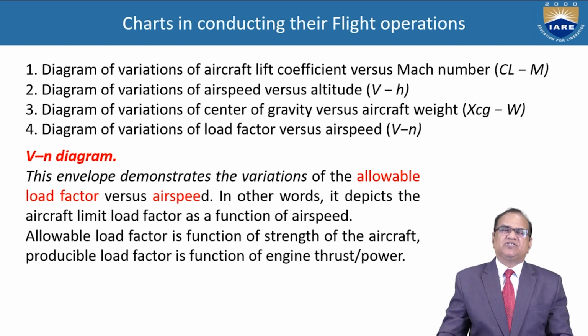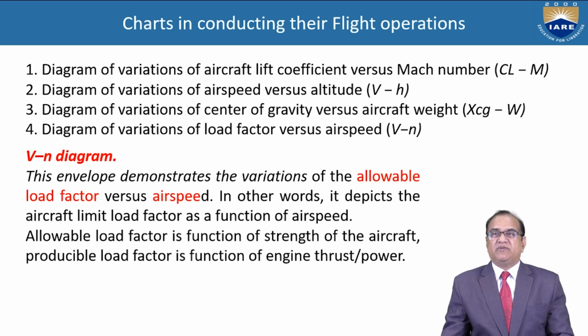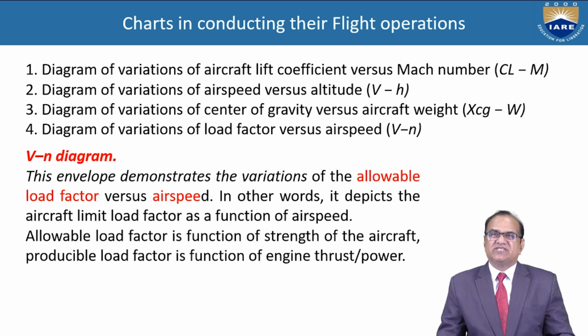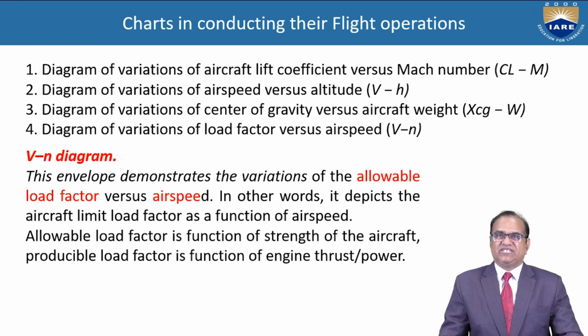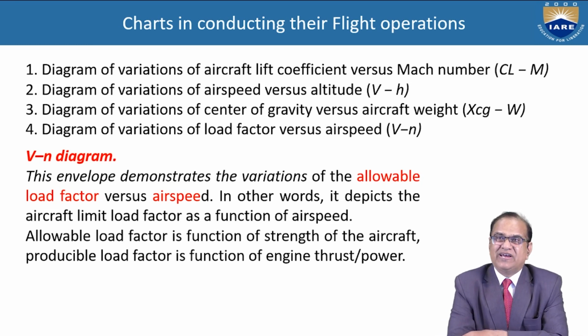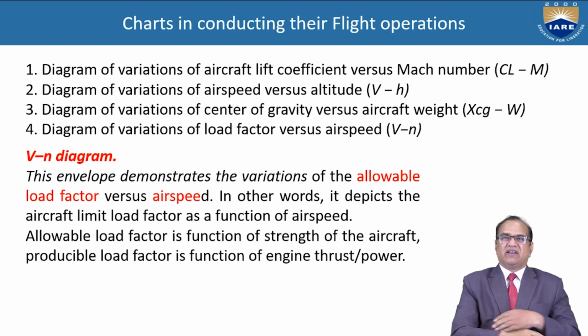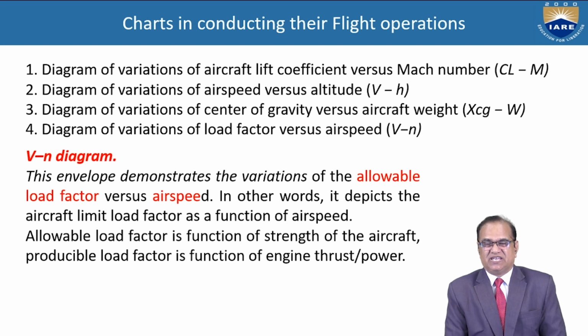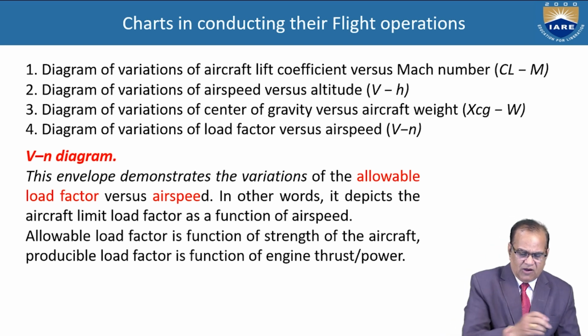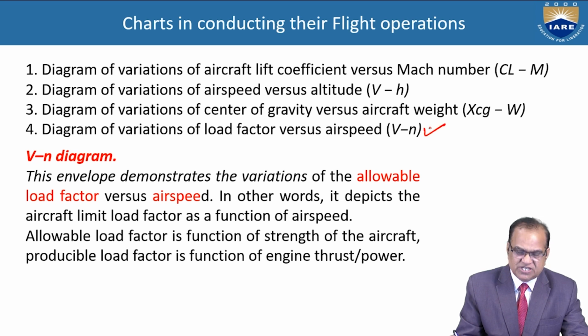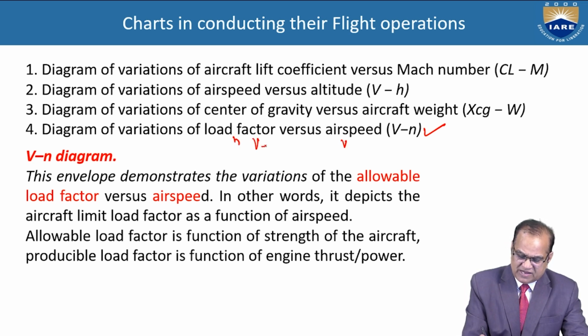The first chart we should know is the diagram of variation of aircraft lift coefficient versus Mach number, that is CL-M. Second, the diagram of variation of airspeed versus altitude, V-H. Third, the diagram of variation of center of gravity versus aircraft weight, that is XCG versus weight. Fourth, the diagram of variation of load factor n versus V, the VN diagram. For our case, we will be focusing very much on the 4th point, the variation of load factor n versus speed V. It is called the VN diagram, with capital V and small n.